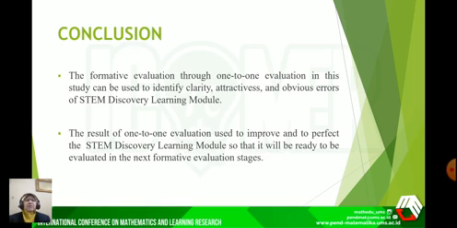In conclusion, the formative evaluation through one-to-one evaluation in this study can be used to identify the clarity, attractiveness, and obvious errors of the STEM discovery learning module. The result of the one-to-one evaluation is used to improve and perfect the STEM discovery learning module so that it will be ready to be evaluated in the next formative evaluation stage.